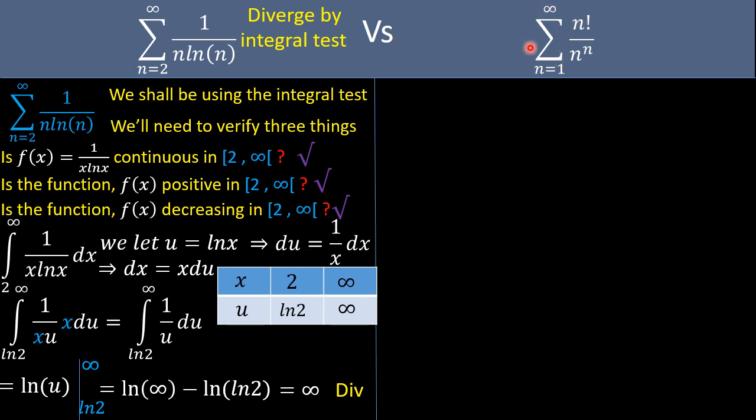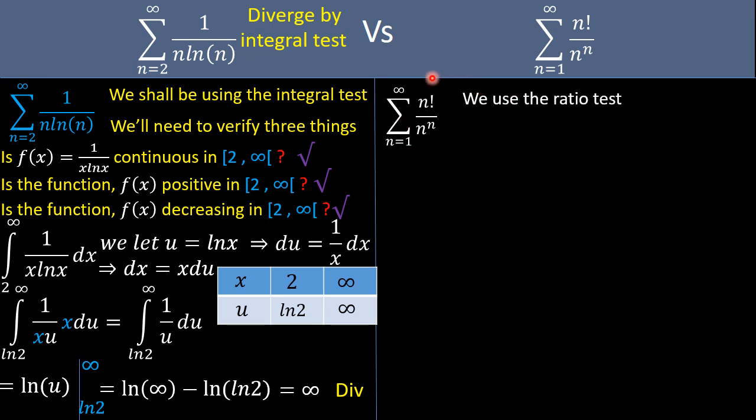Now let's look at the second series we have here. Let's test if it converges or diverges. So we are going to have it here. So friends, from the look of things, which method do you think can work for this series? Which series convergence test do you think we can use to test for the convergence of this series? What do you think? Awesome. We are going to be using the ratio test.